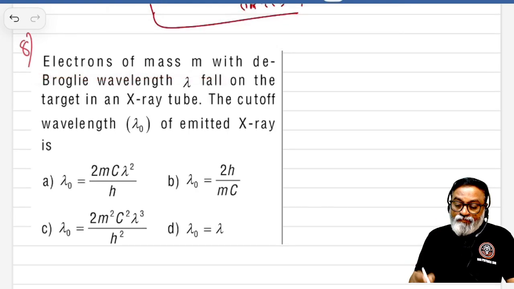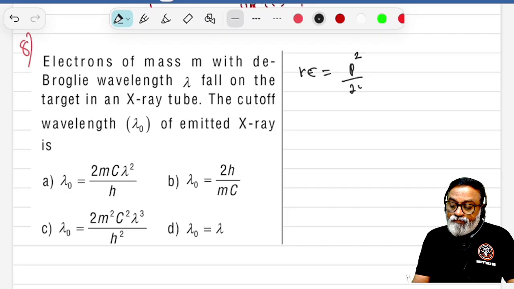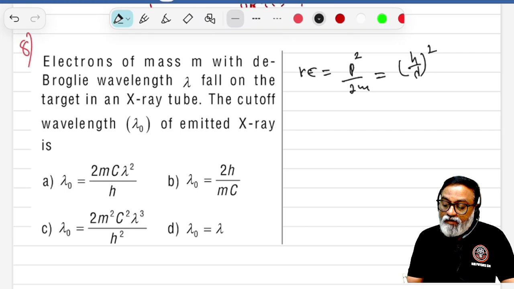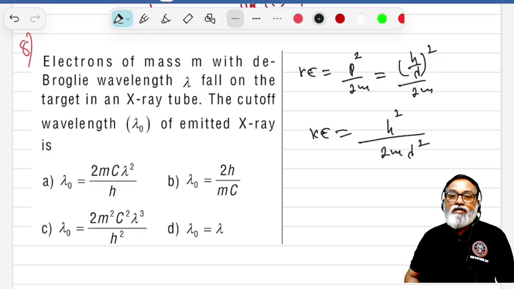An electron of mass m with de Broglie wavelength lambda falls on the target in an X-ray tube. The cutoff wavelength lambda naught of the emitted X-rays? See here, the kinetic energy of the electron is equal to p squared by 2m, where p is the momentum of the electron. In terms of de Broglie wavelength, p is equal to h by lambda, whole squared by 2m. Therefore, kinetic energy is equal to h squared by 2m lambda squared. This is the kinetic energy of the electron.